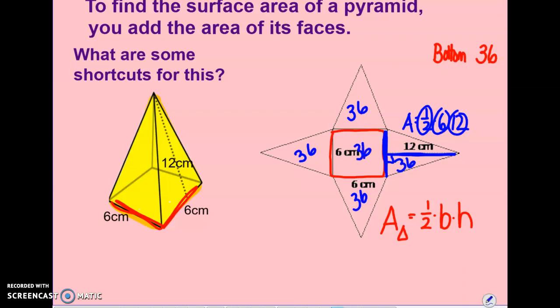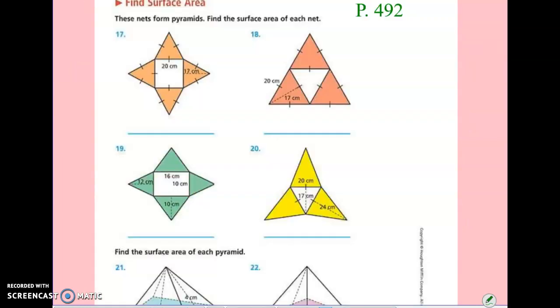The base has an area of 36, so I could add 36 plus 36 plus 36 plus 36 plus 36. But because they are all exactly the same, I might instead do 36 times 5. And 5 times 6 is 30, carry my 10s. 5 times 3 is 15, plus 3 is 18. My numerical value is 180. My unit is centimeters, so the overall surface area would be 180 centimeters squared. Remember, area, square area. We square our units when finding the area.